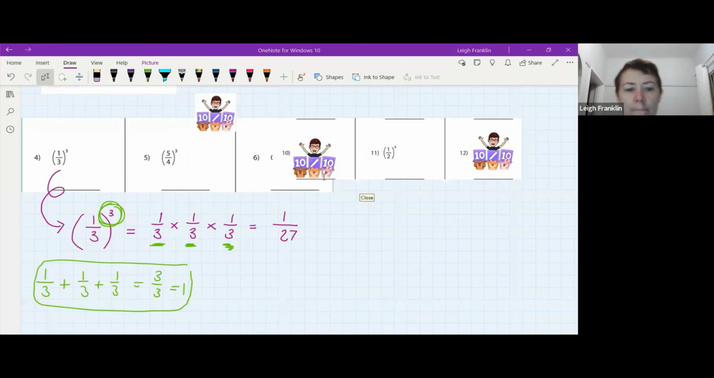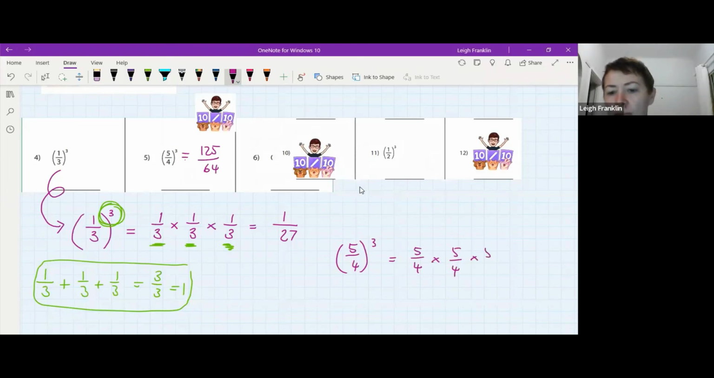What was your answer? I got 125 over 64. Beautiful, Mbali. Well done. That's perfect. Okay, 125 over 64 is the correct answer. And that's because 5 over 4 cubed means 5 over 4 times 5 over 4 times 5 over 4. So you've done that perfectly because you're supposed to be saying 5 times 5 times 5, which is 125, over 4 times 4 times 4, which is 64. So that was perfect.